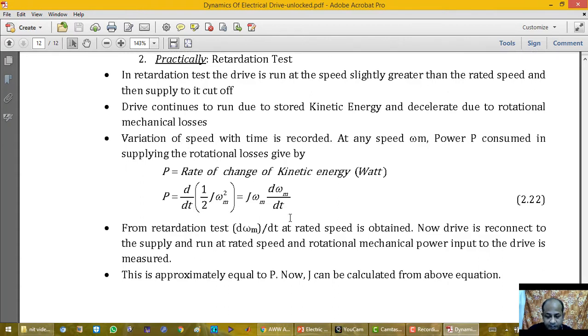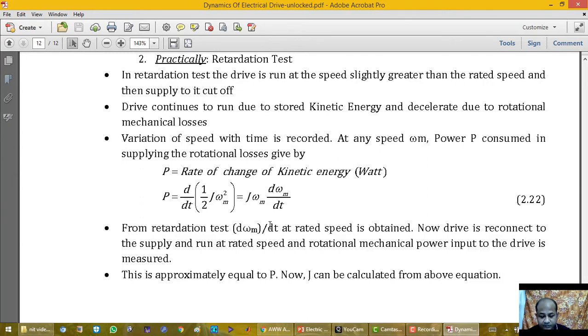Now from the retardation test, d omega m/dt at rated speed is obtained. Why? As I told, in the retardation test we run the motor at rated speed and then suddenly cut the supply, and then we take the reading of time versus speed. So easily from there we can determine d/dt of omega m.